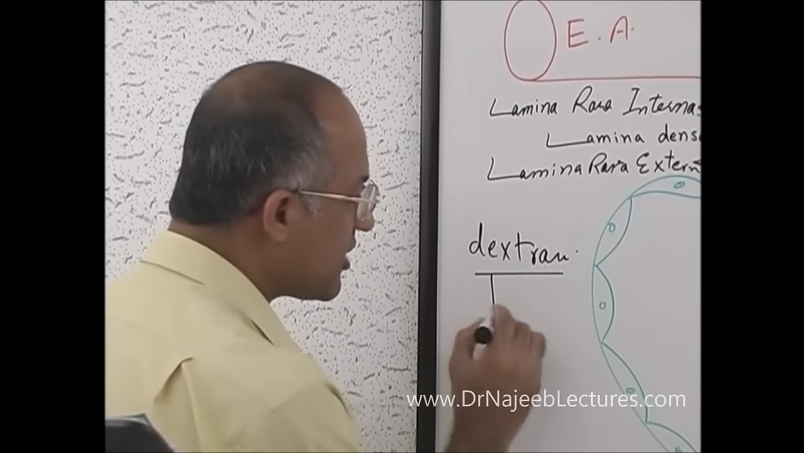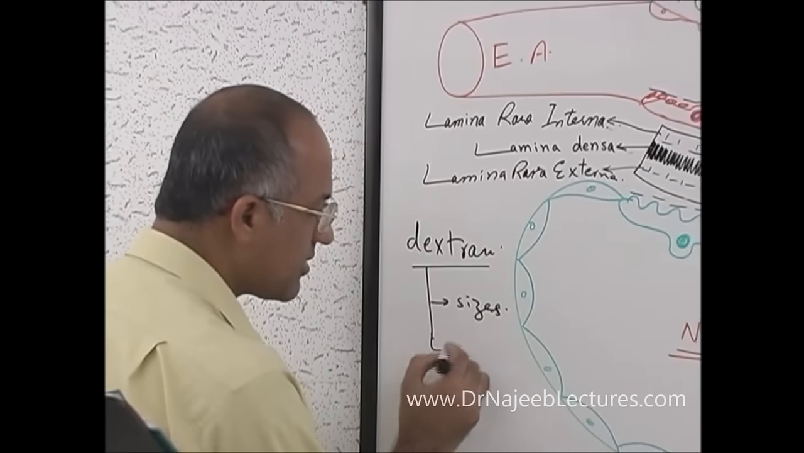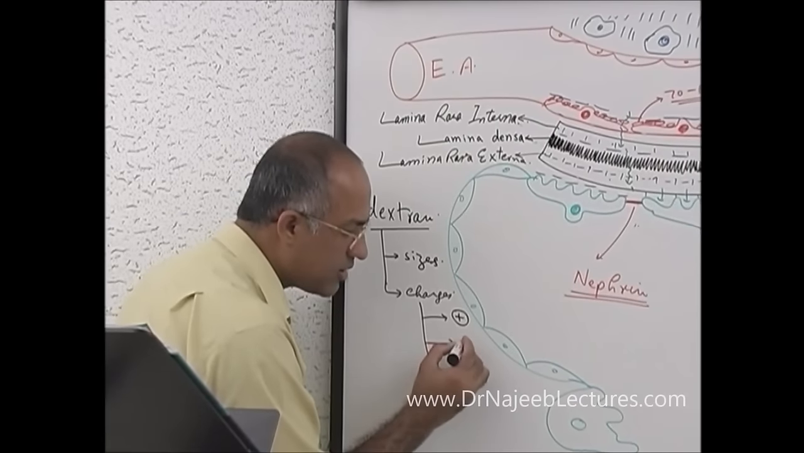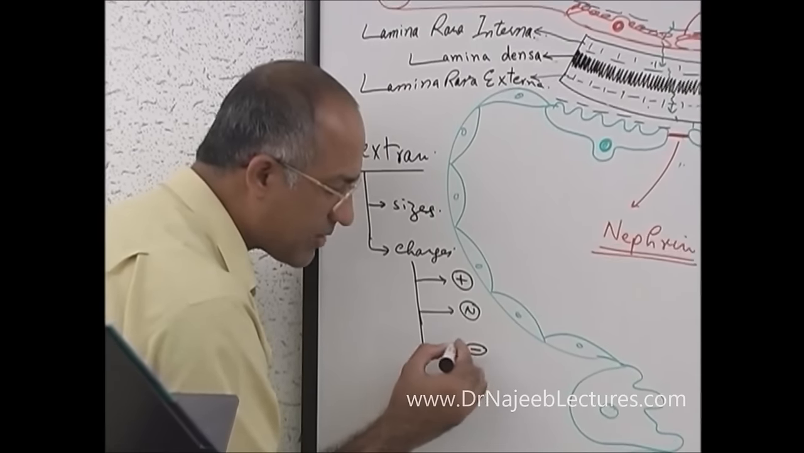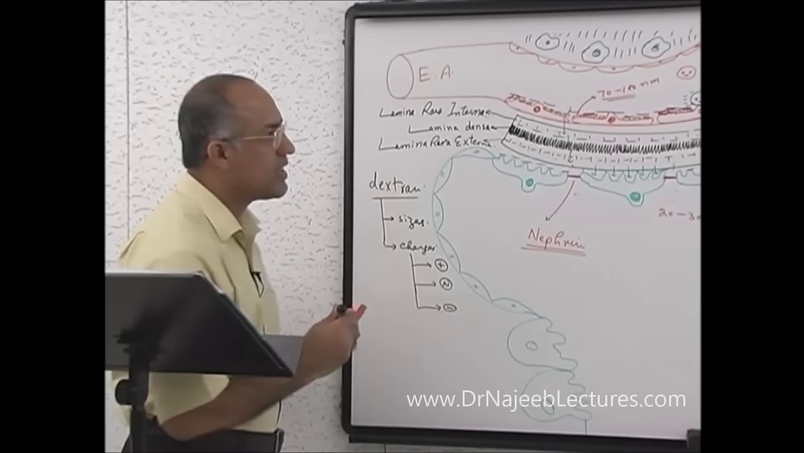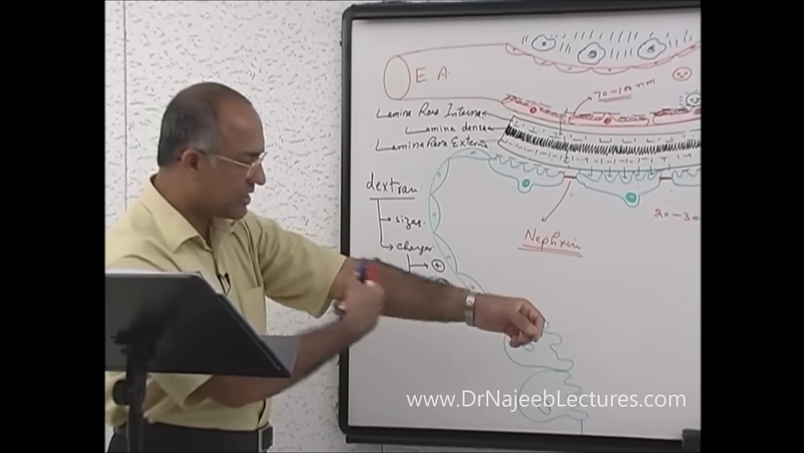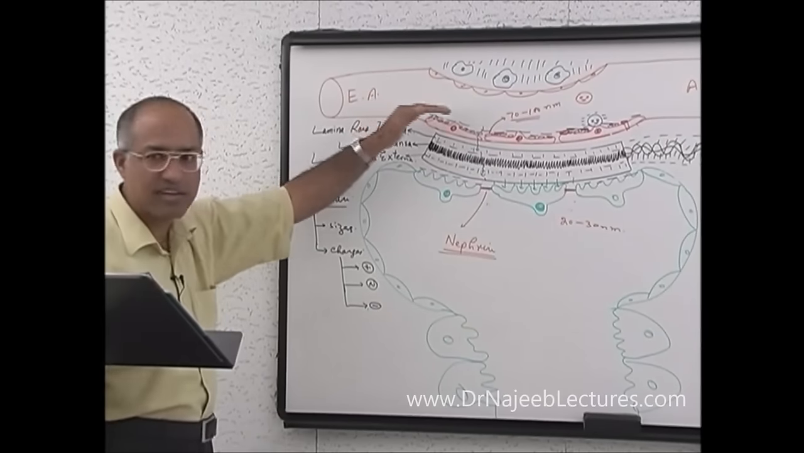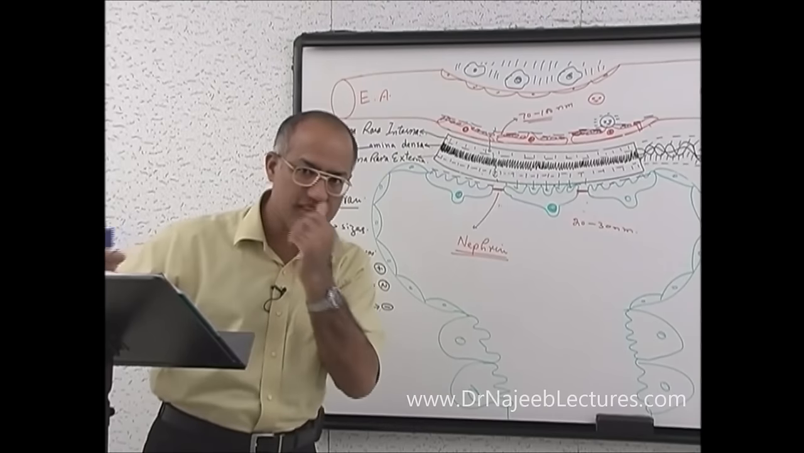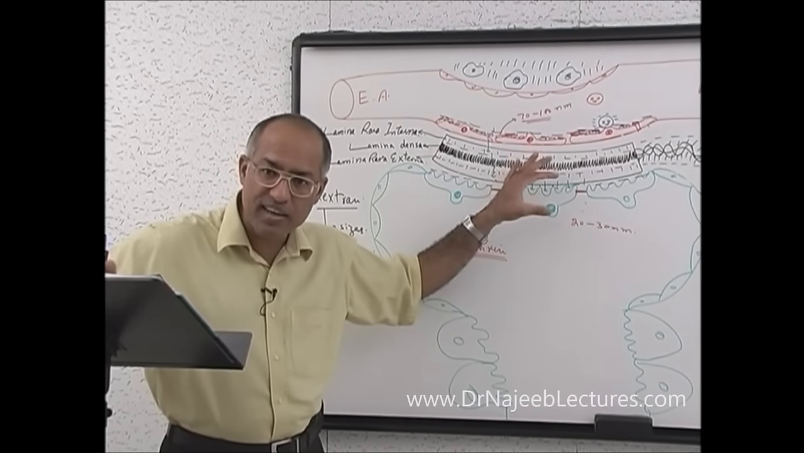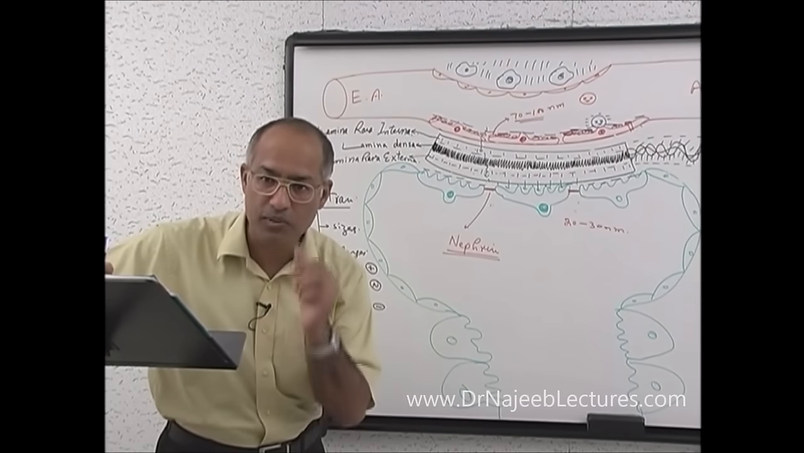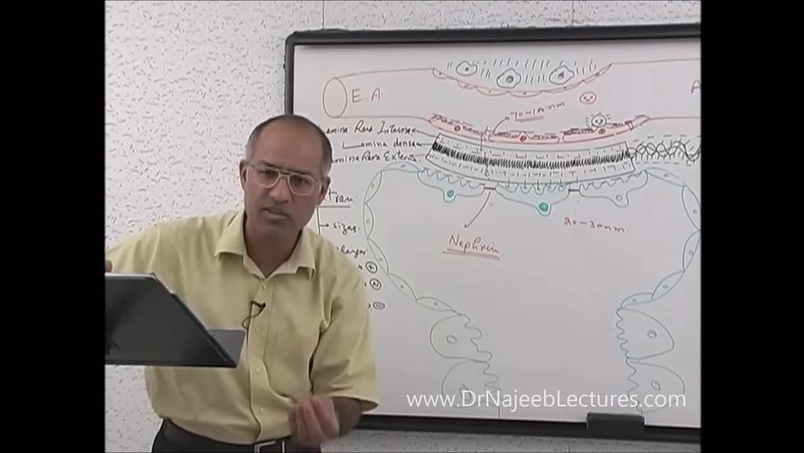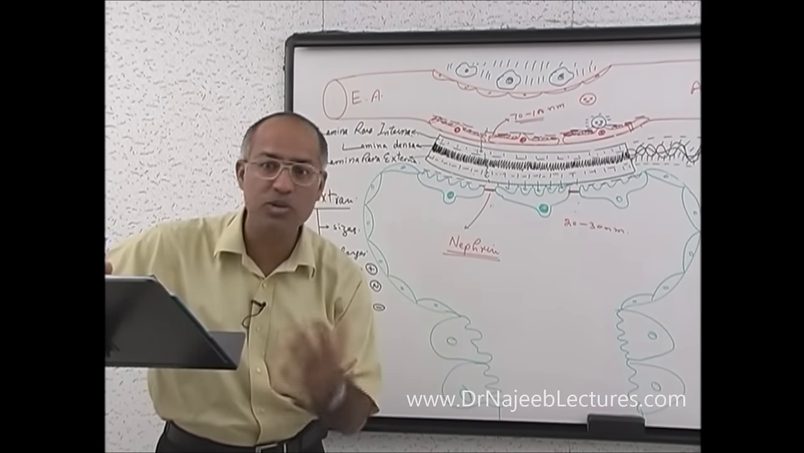Dextran molecules can be synthesized with different sizes and with different charges. They have synthesized the dextran molecule with positive charges, with neutral charges, and with negative charges. Then they did the experiment: when they infuse intravenously a dextran molecule of very small size, it freely filters. As they keep on increasing the size, filtration becomes less. Due to this reason, they say that the glomerular filtration barrier is a size barrier, because filtration depends on the size of the molecule. Smaller molecules like glucose or amino acids freely filter, but plasma proteins, which are larger molecules, cannot filter.